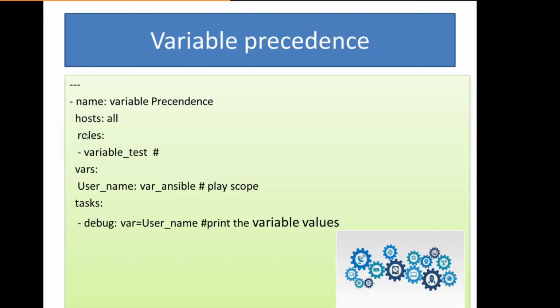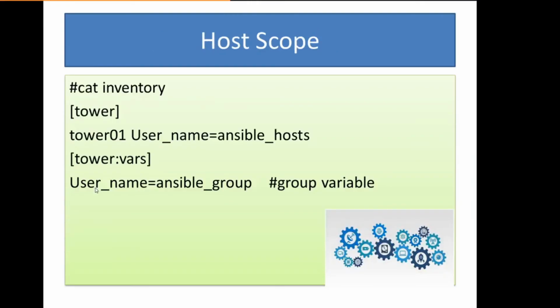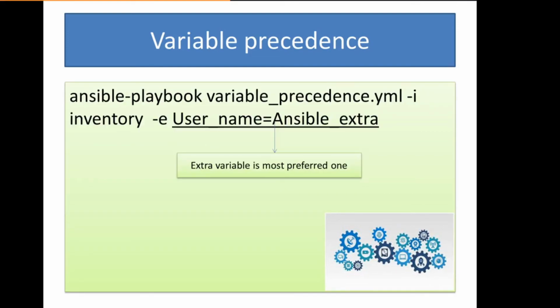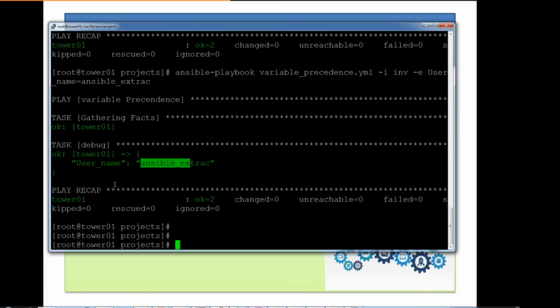So we have seen role level variables, play level variables, and inventory level, which is host level and group level variables, and how they reacted. The most preferred one is the extra variables, which overwrite all other variables assigned at different levels. Hope you understood how Ansible variable precedence works and which variable will be used when you have the variable in multiple places.